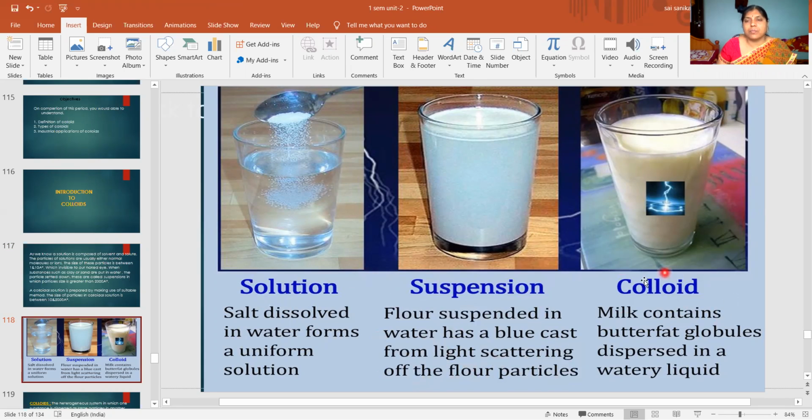So today's topic is colloid. What is a colloid? What are the types of colloids? What are the properties of colloids? And what are the applications of colloids? We will study these. So this colloid scatters the light. Okay.